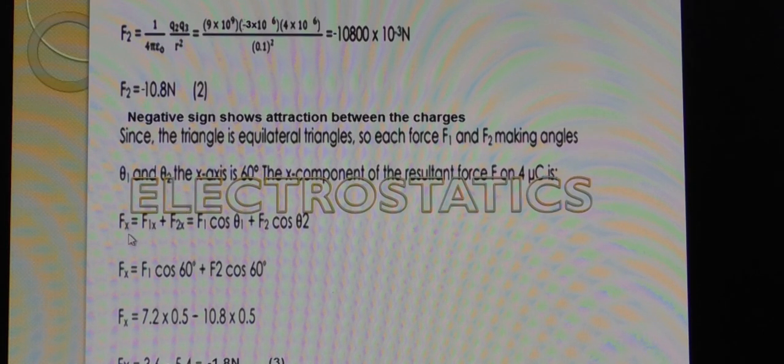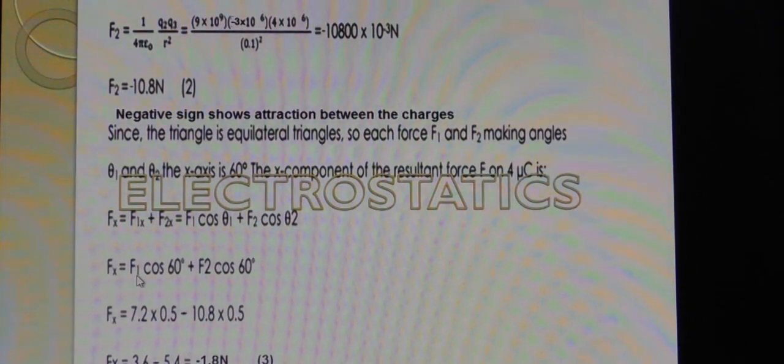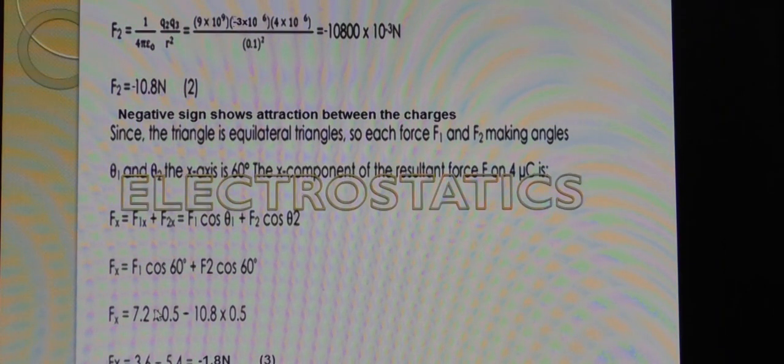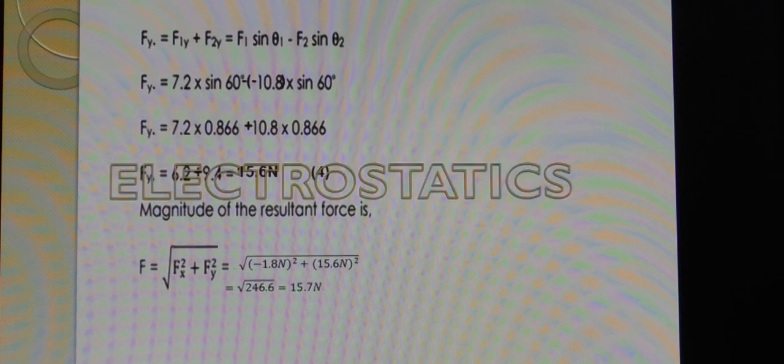So like here, Fx is equal to F1x plus F2x. All right, that means Fx is equal to, what is F1x? F1 cos of theta 1, F2x, F2 cos of theta 2. We all know that theta 1, theta 2 is 60 degrees. And what is the value of F1 and F2? We have calculated earlier. You are going to put the values. When we put all these values, do remember F2 is having a negative sign over here. So overall what we get, Fx is equal to minus 1.8 Newton.